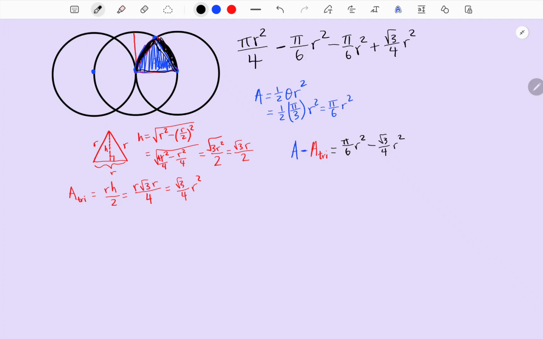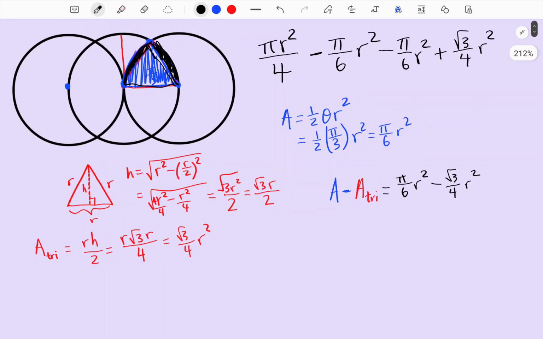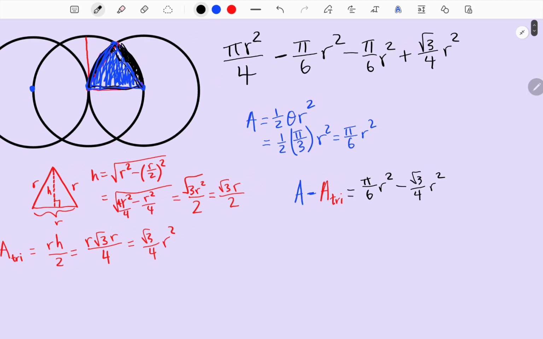Another way you can think about this is that what we're essentially doing right here is we're trying to take away the area of this blue part right over here, right? And take away the area of the black part, which is what we have over here.